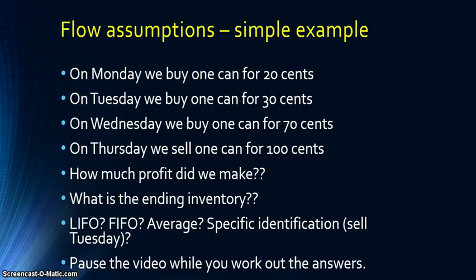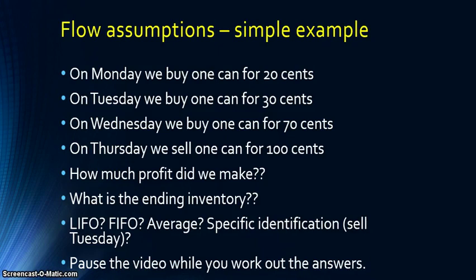On Monday we buy 1 can for 20 cents. On Tuesday we buy 1 can for 30 cents. On Wednesday we buy 1 can for 70 cents. On Thursday we sell 1 can for 100 cents, in other words $1. And then the question is, how much profit did we make and what is the ending inventory? LIFO, FIFO, average, specific identification. If it's specific identification, we can say maybe that we sell the Tuesday one. Alright, so pause the video while you work out what you think the answer should be to this.